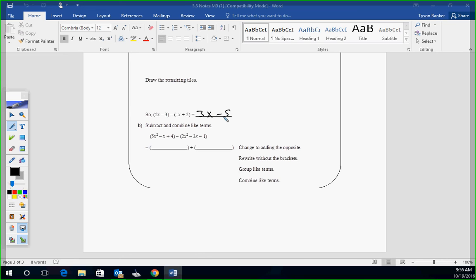Now let's do this one. Subtract and combine like terms. So see, they change it to a positive. So what kind of x squared do I put in there? Negative 2x squared. It's a negative 3x, so now it's a positive 3x. It's a negative 1, so now it's a positive 1. And now we combine our like terms.